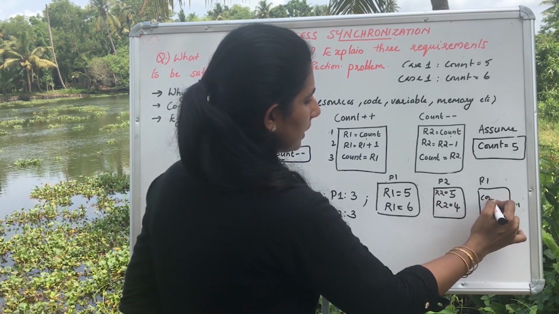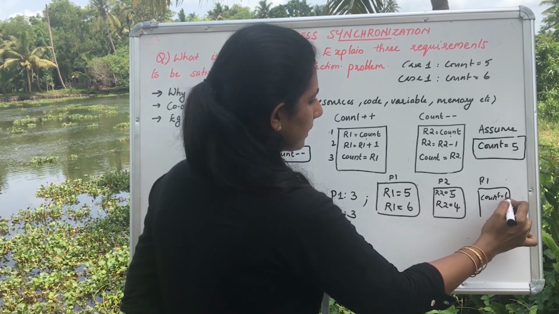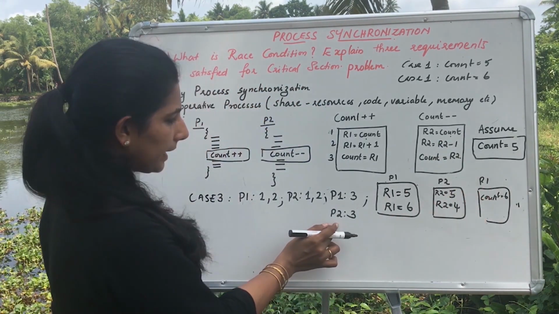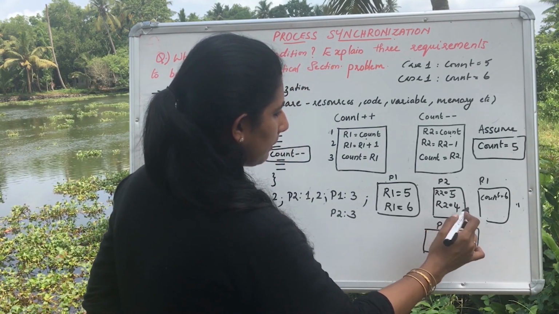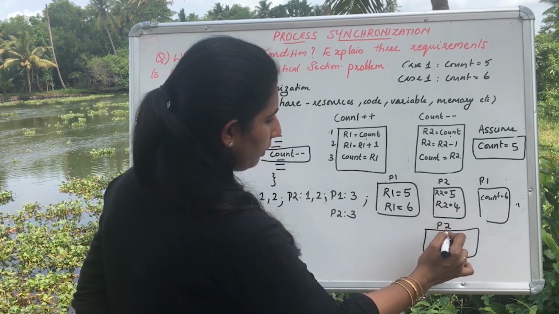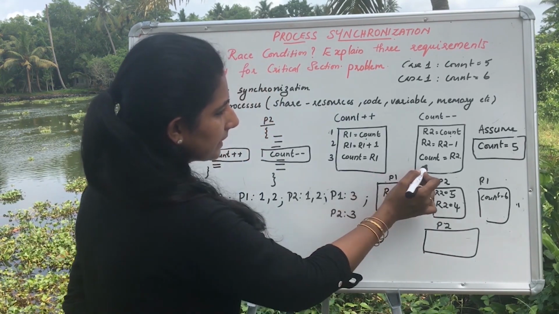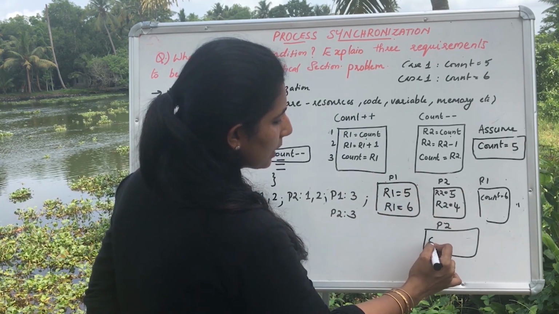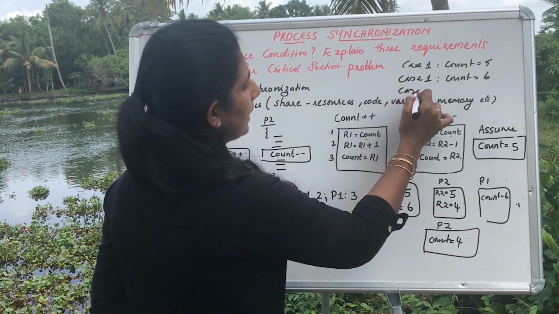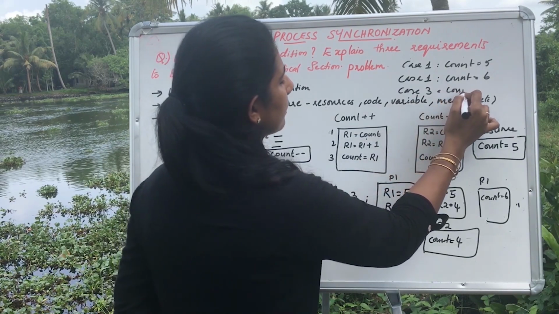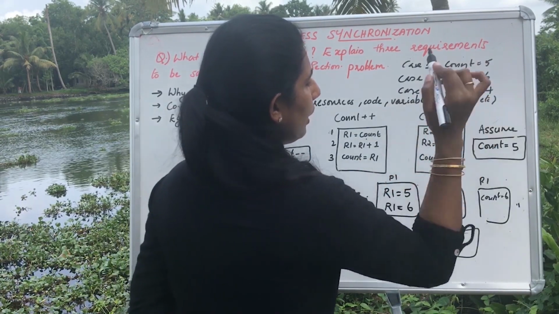So, count is equal to 6. And from P1 I come back to P3 where P1 to P2, where in P2 the last line is nothing but count is equal to R2. So, count is equal to 4. So, in case 3, the final answer I get is count is equal to 4.